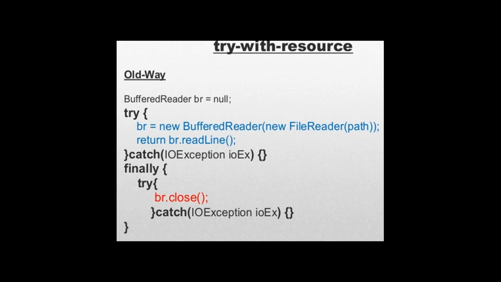Now one more new concept which comes in JDK 1.7 is try with resources. As I have explained, what are resources? Resources mean things which do not belong to Java, just like a database. Okay, a database is not a part of Java. It's a resource for a Java program.